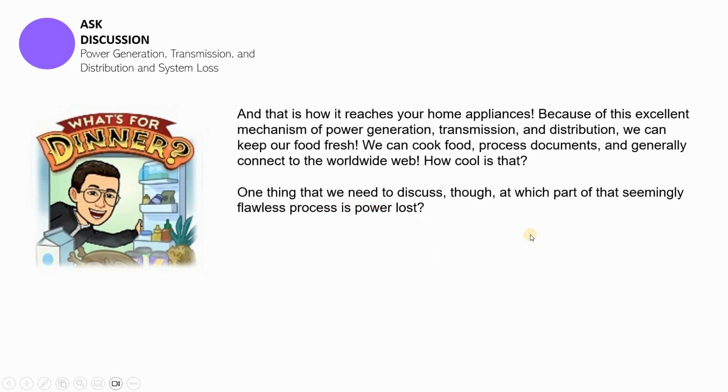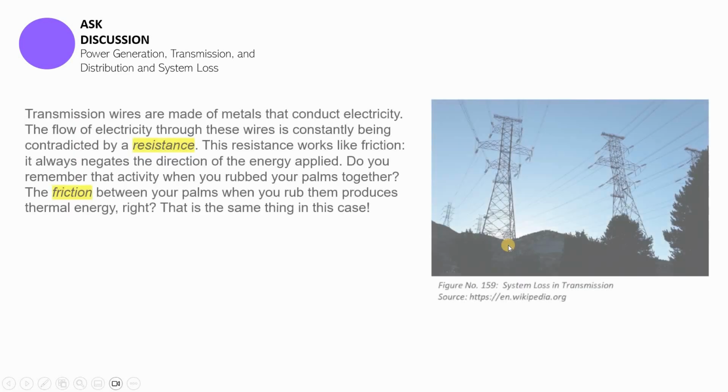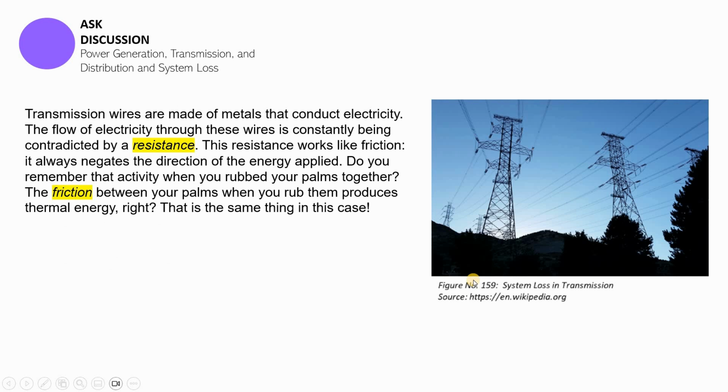However, there's one thing that we need to discuss pa rin. It is actually at which part of that seemingly flawless process is power lost? Saan ba doon nawawala? Paano nawawalan ng kuryente? Like, ano yung system loss? System loss kasi, again, it means na merong nawawalang kuryente dahil dun sa process ng pagde-deliver. Kumbaga, may konting mga electrical energy na nare-release kung saan. At bakit nangyayari yon? Paano?